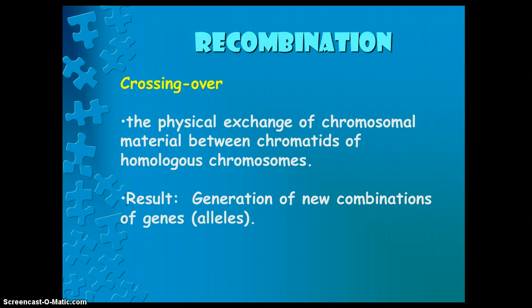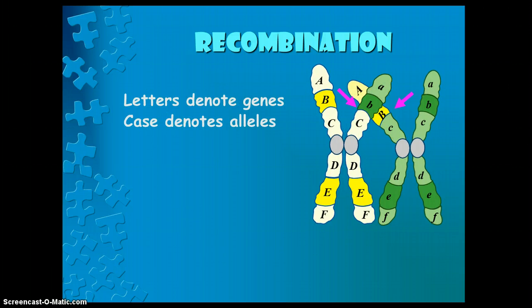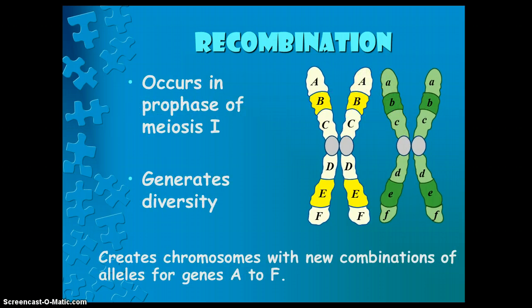So crossing over, you should have learned about this last week. This is the physical exchange of chromosomal materials between chromatids of homologous chromosomes. The result is generation of new recombinations of genes. So it occurs in prophase and meiosis 1, and it generates diversity. So I'm just going to show you. That's what happens. It creates chromosomes with new combinations of alleles for genes A to F.